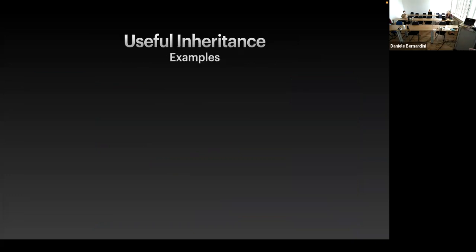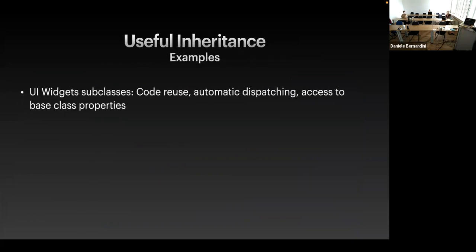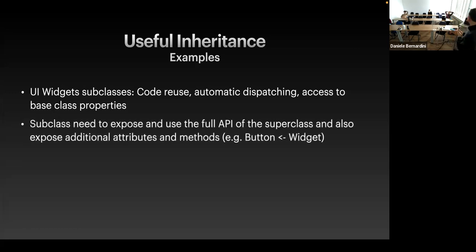So, useful inheritance example, what we said, right? You have widget subclasses, you have code reuse, you have automatic dispatching between subclass and the superclass's method, and access to base class properties if they are protected. I mean, we don't have such a concept as protected in Python, but you get the idea. You have internal properties, you can just access them as self, and you go. And again, if you have to expose the full API of the superclass in your subclass or use the full API, it's probably again a case for inheritance.